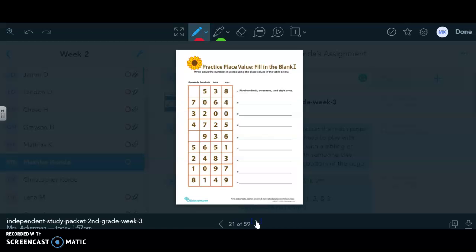And then also for math, this is also the same math page for day 3. You also are going to write in numbers in words using the place values of the table. So there are no thousands, so you don't have to do thousands on this one, but they're telling you to write 5 hundreds, 3 tens, and 8 ones using numbers.